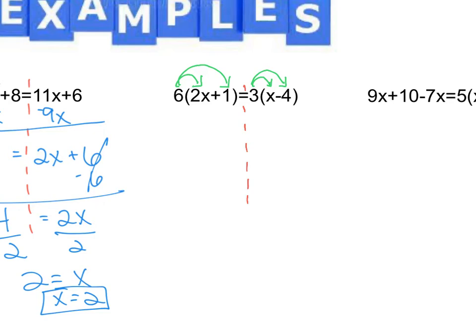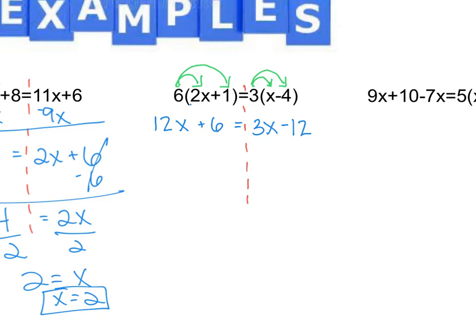So we'll start with the left side. 6 times 2x is 12x. 6 times 1 is 6. And that equals 3 times x is 3x's. 3 times negative 4 is negative 12. We shared that. We used the distributive property. Now we need to combine like terms. There are no like terms on either side here that we can combine.